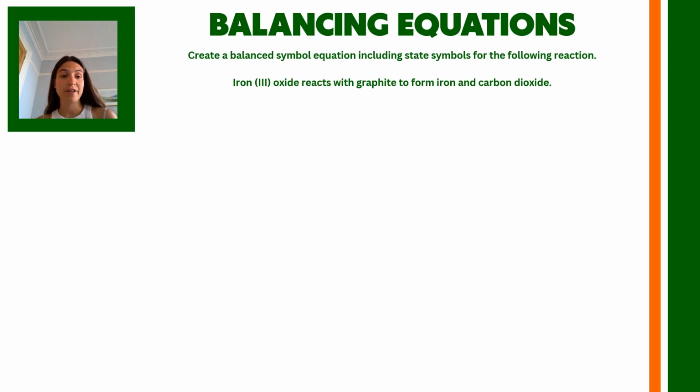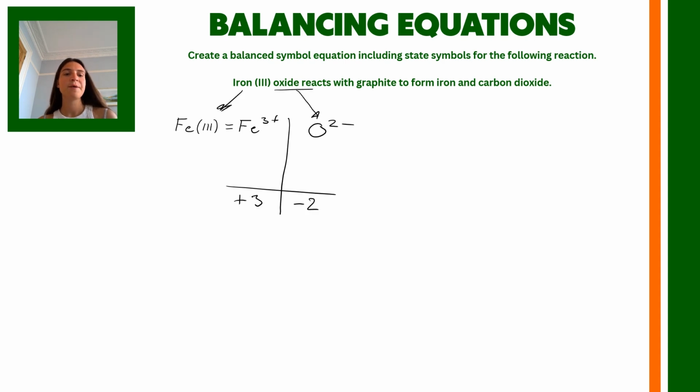Okay, so let's look at that first part, our iron 3 oxide first. So that is going to be an ionic compound because I've got a metal reacting with a non-metal. So let's write the formula for that first. We've got iron 3. Remember that 3 in Roman numerals means that the charge on this iron ion is +3. And then oxide comes from oxygen, and remember oxygen is in group 6, so it needs 2 electrons to fill its outer shell, and that's why my oxide ions have a charge of -2.